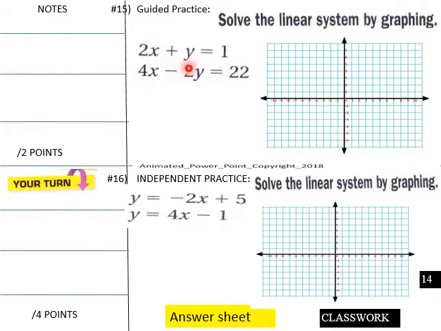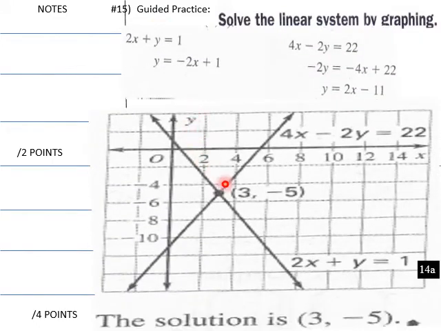So to do this, 2x plus y equals 1, we're going to graph them. Here is our 2x plus y equals 1. Y equals negative 2x plus 1. Here's your y-intercept. Your slope is negative 2. So that is this equation right here, 2x plus y equals 1. And then this is 4x minus 2y equals 22. And then they intersect here at 3, negative 5. And then we can plug that in. Your solution is 3, negative 5. You can plug that into both of these and it should be valid.